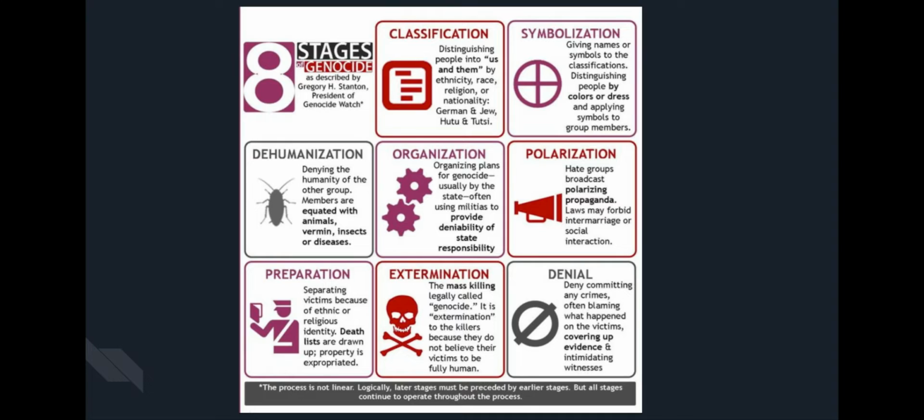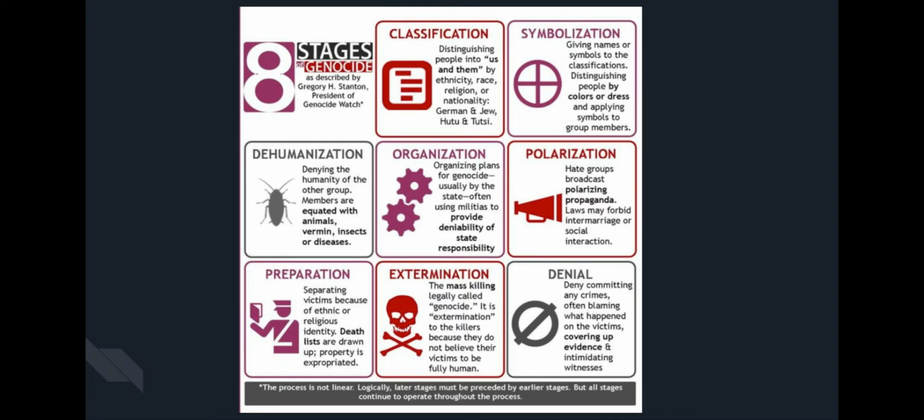Some of the stages include classification. This is distinguishing people into an us versus them. This might be one people group and then another people group, for example, German versus Jew or Hutu and Tutsi. Another stage of genocide is symbolization, meaning that there's a symbol given to the classification of a group. We'll look at this a little more in a second. Maybe it's something they need to wear, but there's some symbol that is given to them.